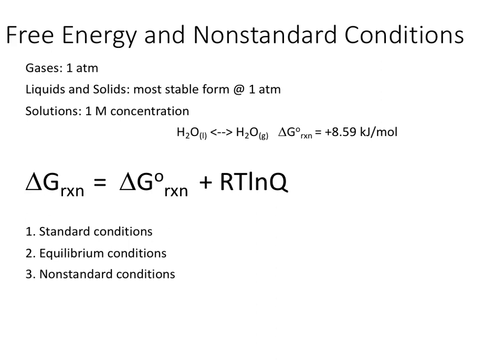But before we actually talk about the non-standard conditions, let's quickly review standard conditions. For gases, the standard condition is that the gas has a partial pressure of 1 atm. For liquids and solids, they're going to be in their most stable form at a pressure of 1 atm. And solutions are going to have a 1 molar concentration. Okay, and so let's look at liquid water vaporizing into gaseous water.